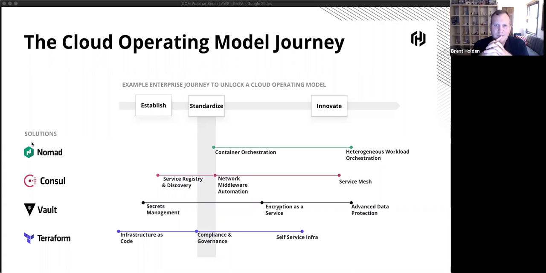Meaning, when you have data centers, you don't really have a concept of state in those data centers typically. With the cloud, state is absolutely a critical component, and Terraform naturally brings that to the forefront, lets you think about it, and helps you standardize in that realm, and then gets you to your innovation stage. So that's kind of what I would say in this journey, how I see the tools coming in.